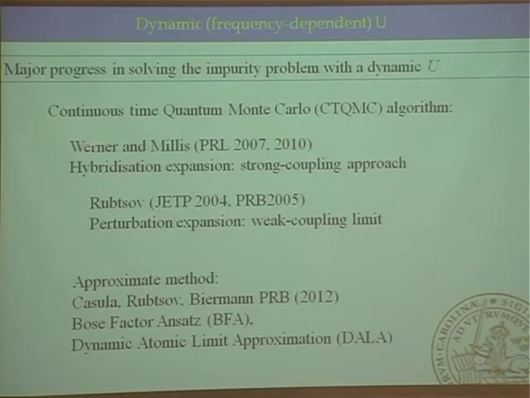There's this paper here by Philipp Werner and Andy Millis. I think Philipp will give a talk about this, though I'm not sure if he is talking about this. It is based on the hybridization expansion, which is appropriate for the strong coupling approach. There is a complementary approach based on the perturbation expansion, correct in the weak coupling limit. For our purpose, this method is more suitable. And there's also an approximate method by Zilka, sitting there at the back, based on the Bose factor ansatz. I'm not going to go through this, I just want to mention this new development.